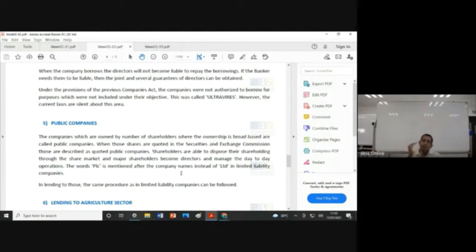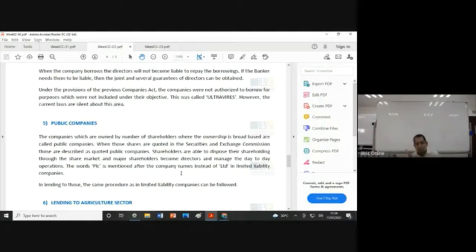You can have quoted public companies and unquoted public companies. If you are listed in the Colombo Stock Exchange, you are a quoted company. If you are not listed, then unquoted. Here, instead of Ltd, we place PLC after the name. Okay. So public companies are companies where you have a broad-based shareholding structure. Major shareholders become directors of the company, right?